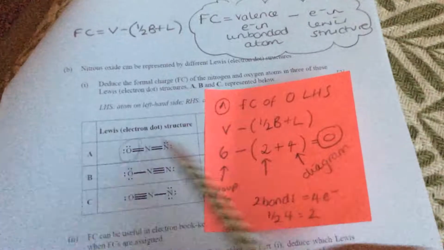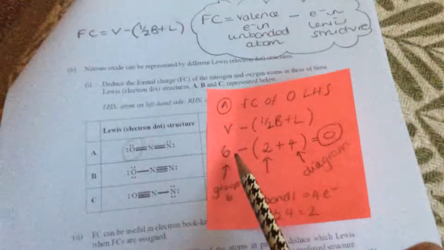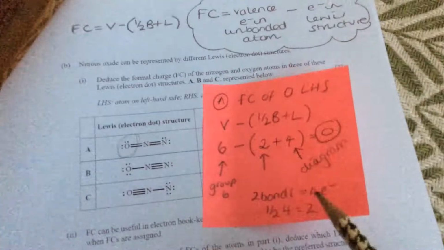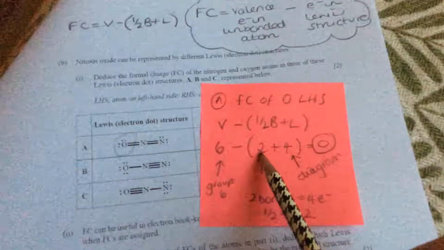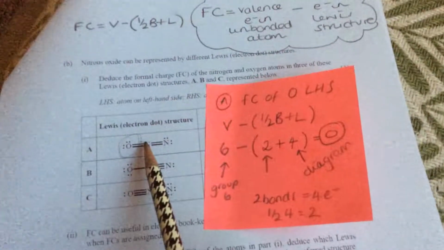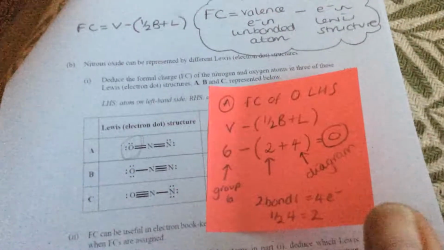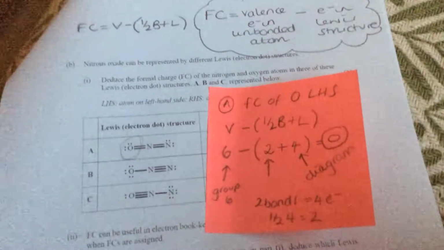So V for valence, 6. Oxygen's in group 6, 6 valence electrons. Minus a half of B. Half of B, 2. There are 2 bonds, i.e. 4 electrons. Half of 4 is 2. Now you could think of this one of 2 ways, and please don't let me confuse you even further if you've got this nailed already.